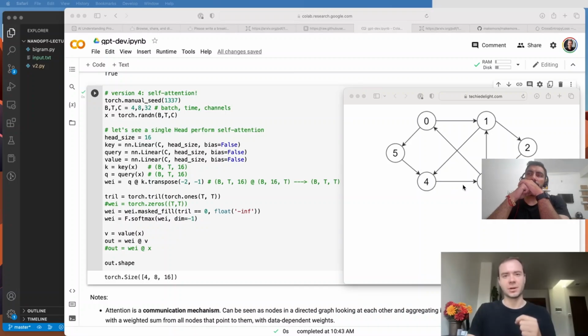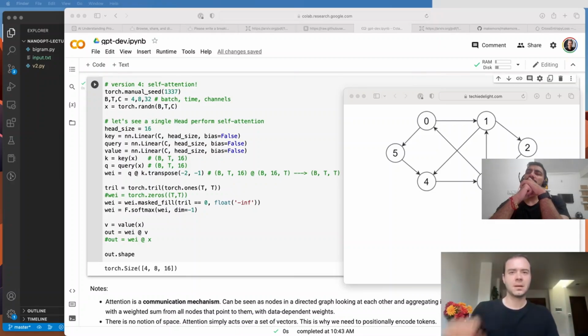Now, our graph doesn't look like this. Our graph has a different structure. We have 8 nodes because the block size is 8, and there's always 8 tokens. And the first node is only pointed to by itself. The second node is pointed to by the first node and itself, all the way up to the 8th node, which is pointed to by all the previous nodes and itself. And so that's the structure that our directed graph has, or happens to have, in an autoregressive sort of scenario like language modeling. But in principle, attention can be applied to any arbitrary directed graph, and it's just a communication mechanism between the nodes.